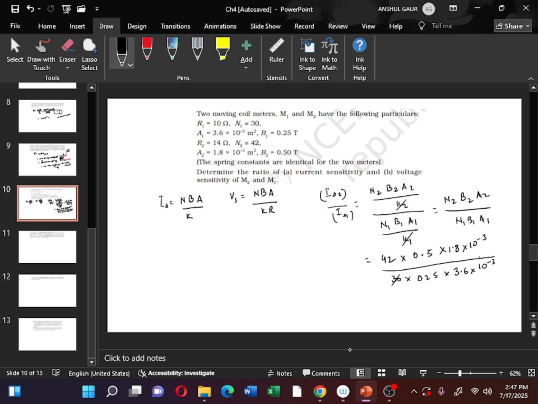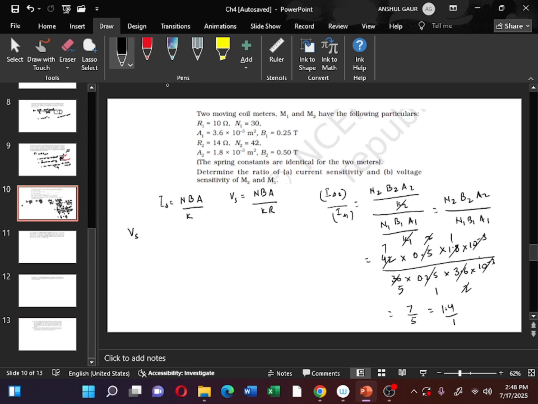Now 6 fives are 30 and 6 sevens are 42. 0.5 and 0.25 gives 2, and 1.8 over 3.6 is 1 half, so there is a bit of correction here: we get 2 and we get 1, and this 10 to the power minus 3 cancels with this 10 to the power minus 3. This 2 cancels with this 2. In this way we get the ratio as 7 is to 5, or we can say 1.4 is to 1. So this is the ratio of the current sensitivity.